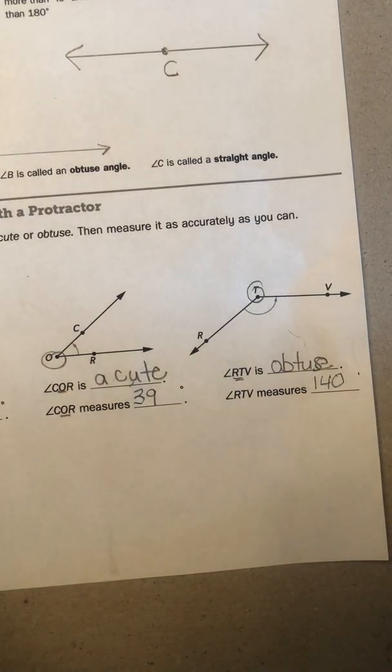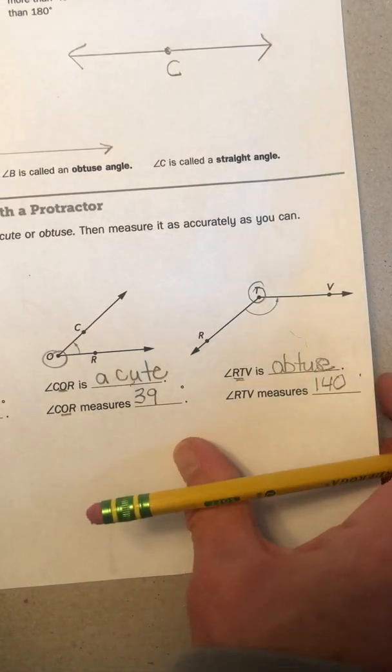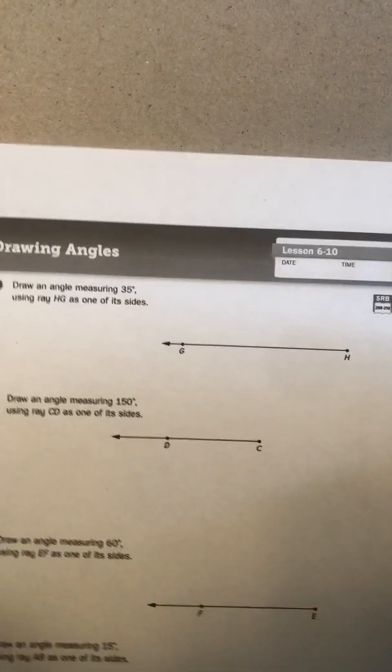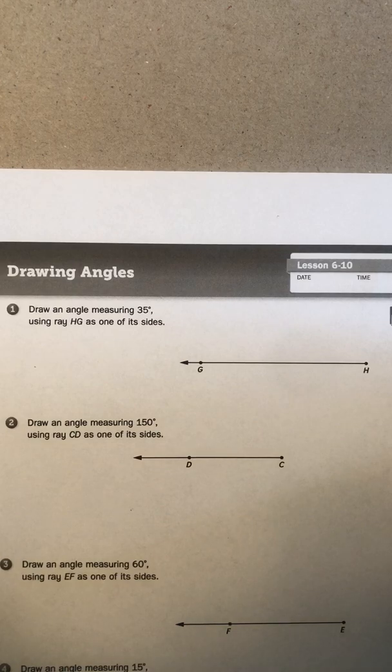So if you measured between 138, 39, 40, 41, somewhere in there, that would be just fine. Let's go ahead and move on to the next page in your yellow packet. This one, we're actually going to be drawing them.